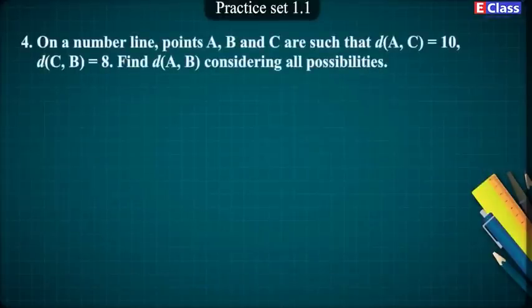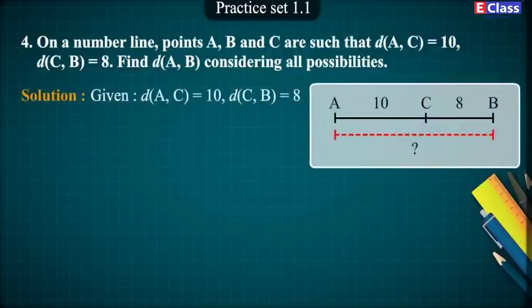4. On a number line, points A, B and C are such that distance of AC is equal to 10. Distance of CB is equal to 8. Find distance of AB considering all possibilities. Solution. Given. Distance of AC is equal to 10. Distance of CB is equal to 8.